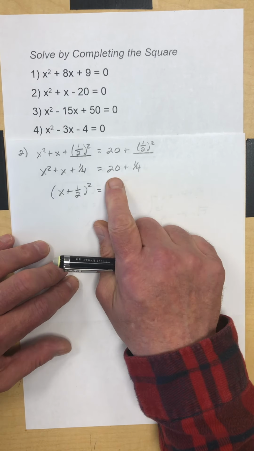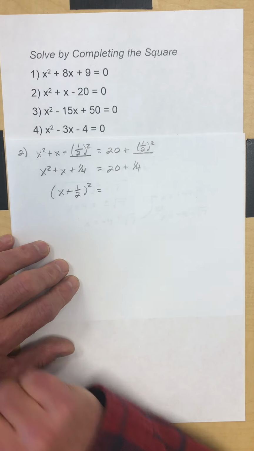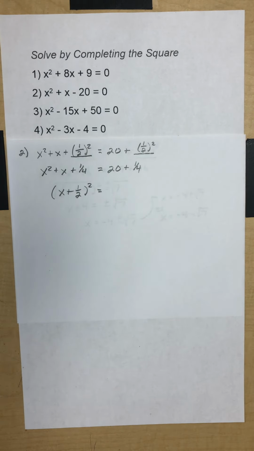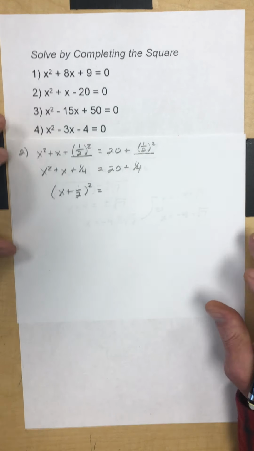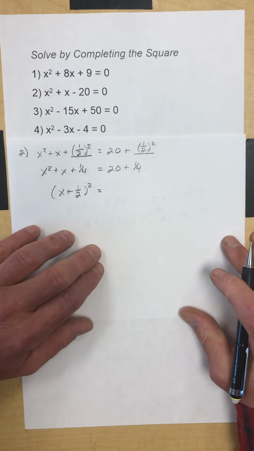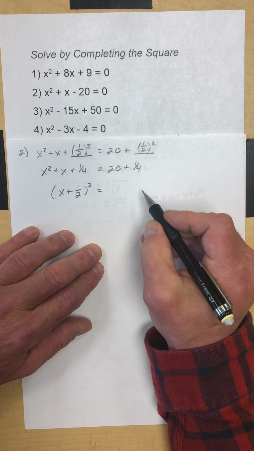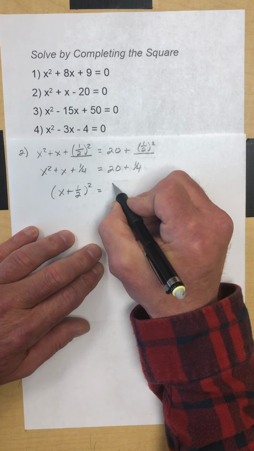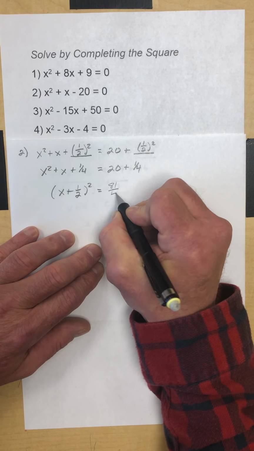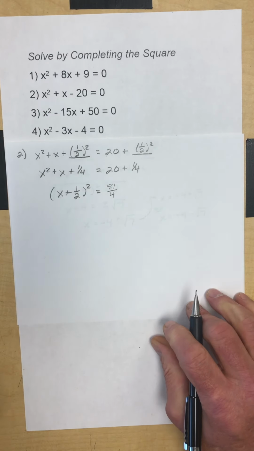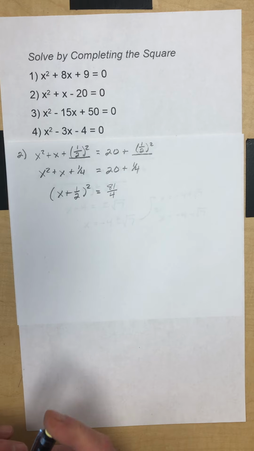Now, obviously, when you add 20 and 1/4, you get 20 and 1/4. But of course, I like my improper fractions, so I'm going to write it as an improper fraction. So 20 and 1/4 would be 81/4. And again, you can check that on your calculator if you need to.